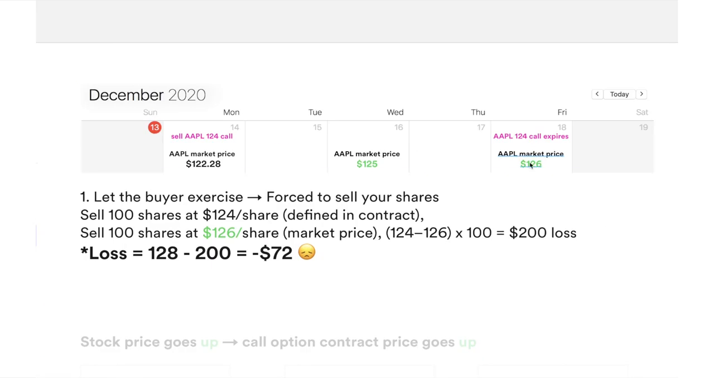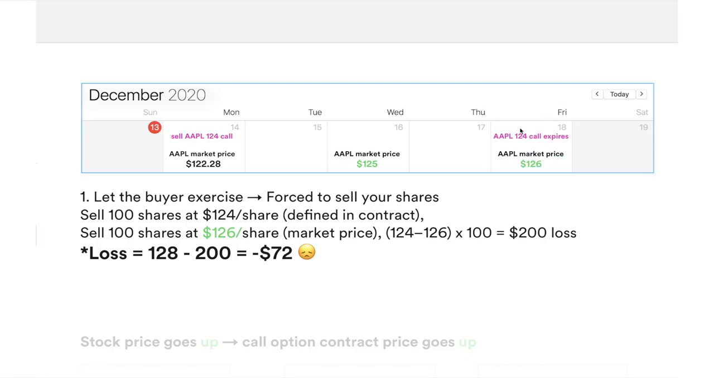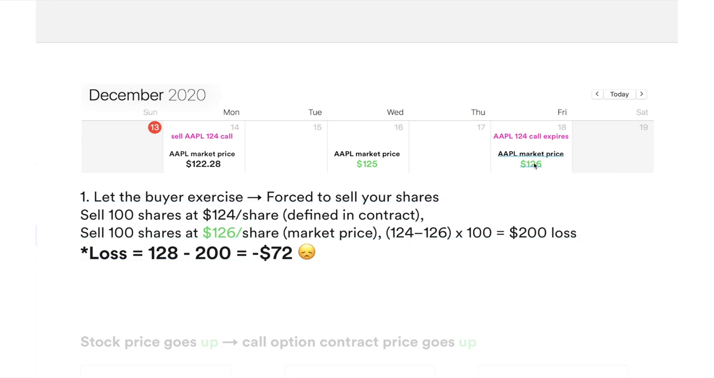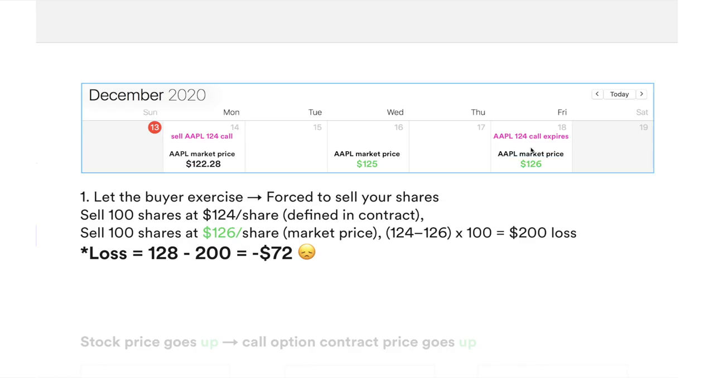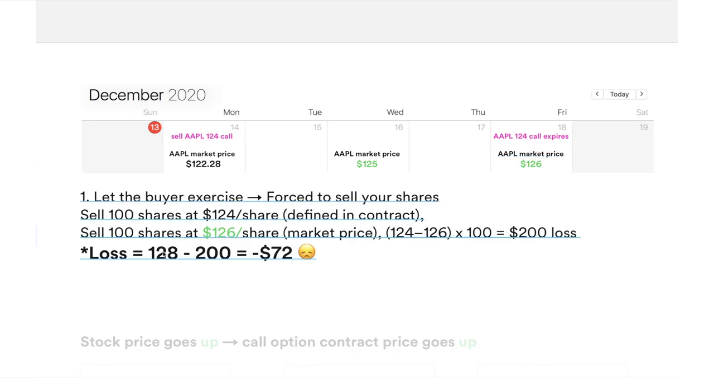If the market price is above the strike price in your contract, the buyer can exercise it, which means you'll be forced to sell your 100 shares of Apple. So in this case, you will sell 100 shares at 124, which is defined in the contract, it's the strike price. But technically, if you were to sell 100 shares on Friday, December 18, you could sell it at the market price 126. So technically, you are missing out that $200 profit, which you can think of as a loss. So the total loss that you will have this week is going to be 128, which is the money you collected from selling the call option. But you're missing out $200 profit. So theoretically, you have a $72 loss.